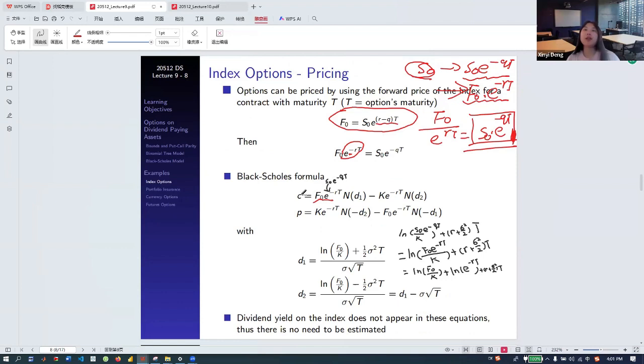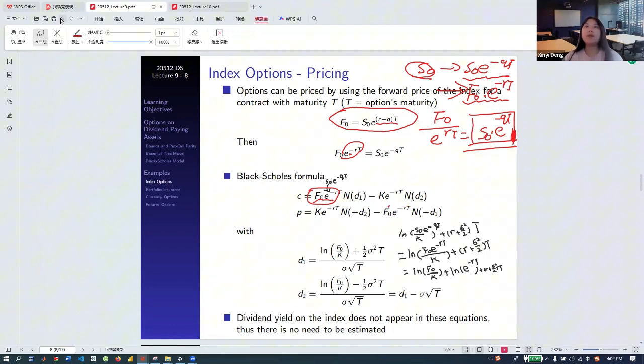Now the call price would be equal to F0 times e to the power of minus RT, times N(d1), and then minus K times e to the power of minus RT times N(d2). So aside from this term I highlighted, all the rest actually remains the same, right? Of course, also for put prices, we only changed S0 as well. So we change S0 into F0 times e to the power of minus RT.